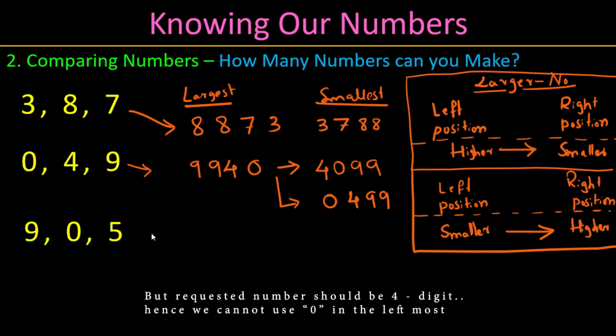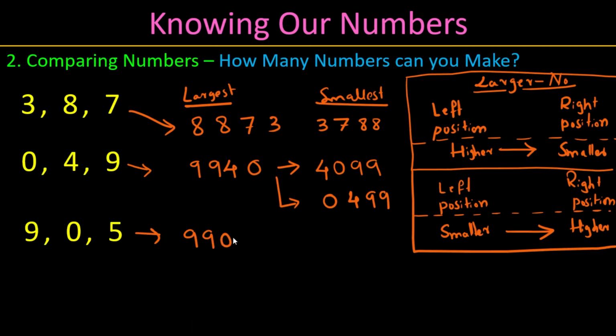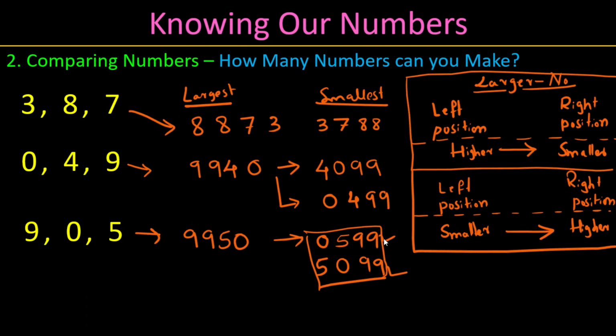Now let's go to this one. The highest number is 9, 9, 5, 0. This is the highest number. Smallest number, once again 2. If you want to use 0 first, 0, 5, 9, 9. If you don't want to use 0 first, then immediately next higher is 5, then 0, 9, 9. So these are the two possibilities. First is without the condition, second one is with the condition.